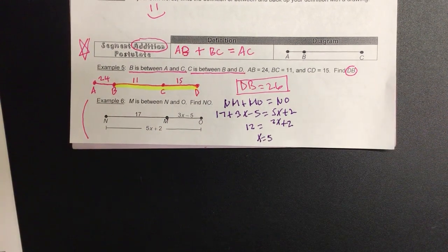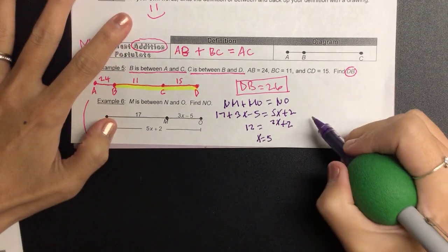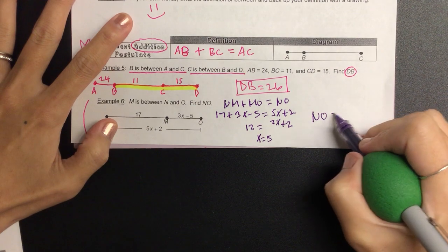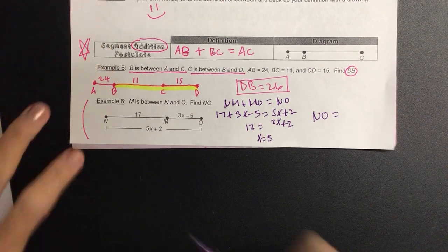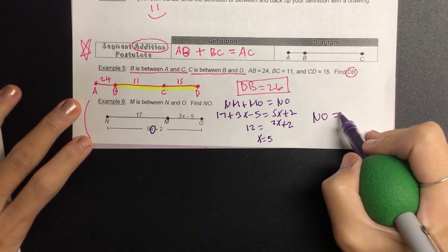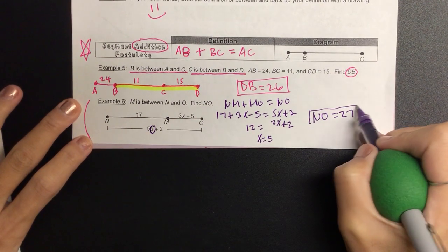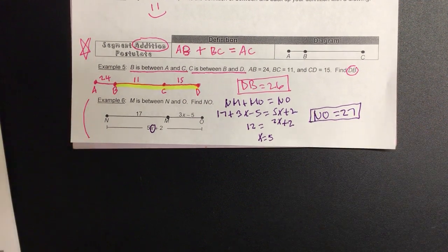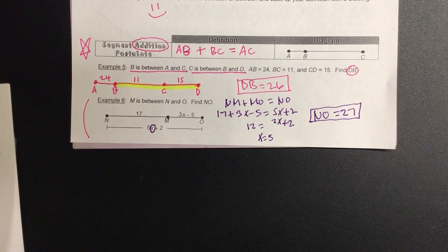But is that the answer that I'm wanting? No, because I want NO. So NO is equal to how many when I plug in the 5 into this value? 27. So if you can do the algebra fast, that's fine. If you need to write everything out, that would be my recommendation, okay? Because we all make silly mistakes. Next page.